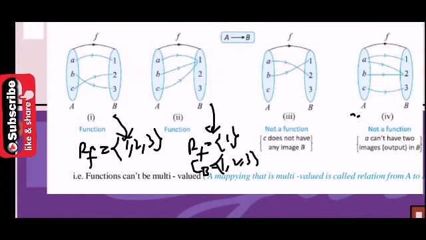So why are the third and fourth not functions? First of all, the reason the fourth is not a function is that A has more than one image. And you see that in the third one, C doesn't have any image.